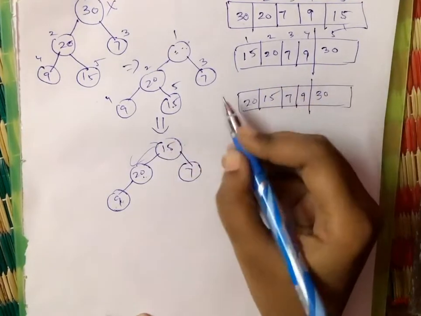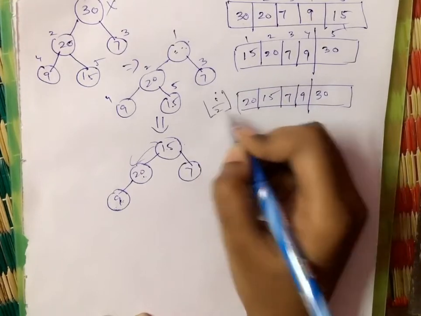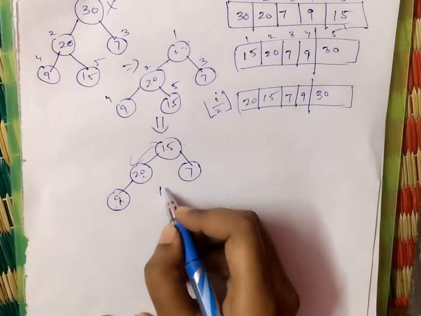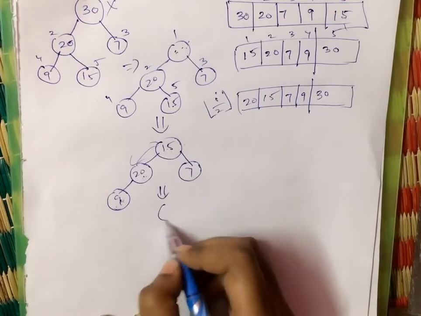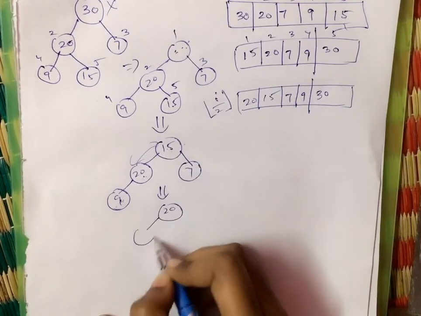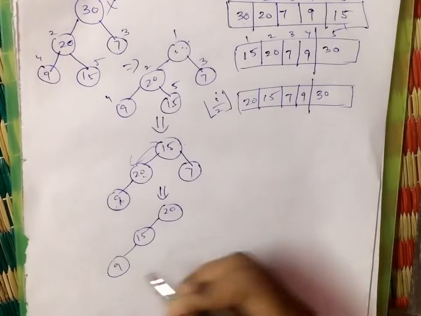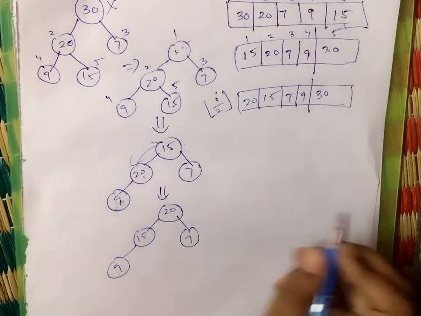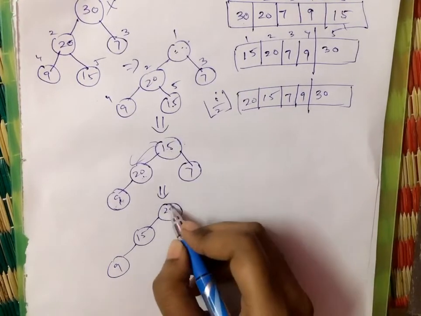We followed that formula, dividing by 2, and using that I calculated. After shifting, what will be the final diagram here? 20, 15 will go here, 9 and 7. Again check the conditions. The parent is greater. Okay, so now I will delete the root node.